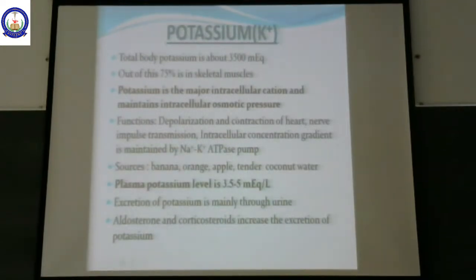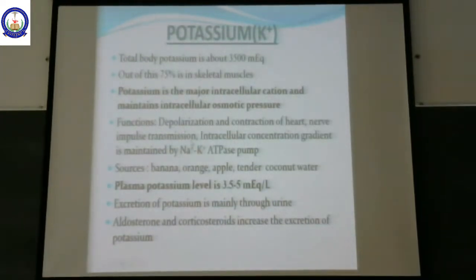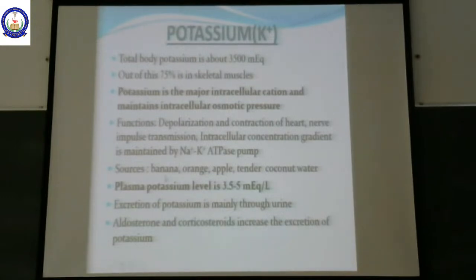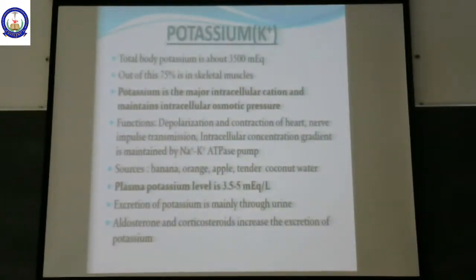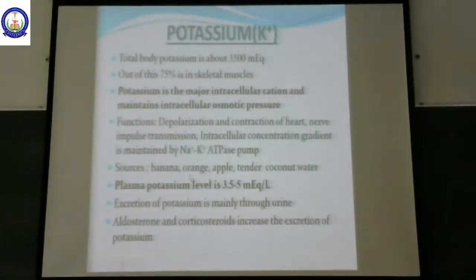So it has a major effect on the heart as well as the nerves. What are the important sources? Banana, orange, mango, tender coconut. Why am I telling you this? Many times you have to ask patients not to take these foods because they are rich in potassium. That is the reason I am giving you the sources of potassium.